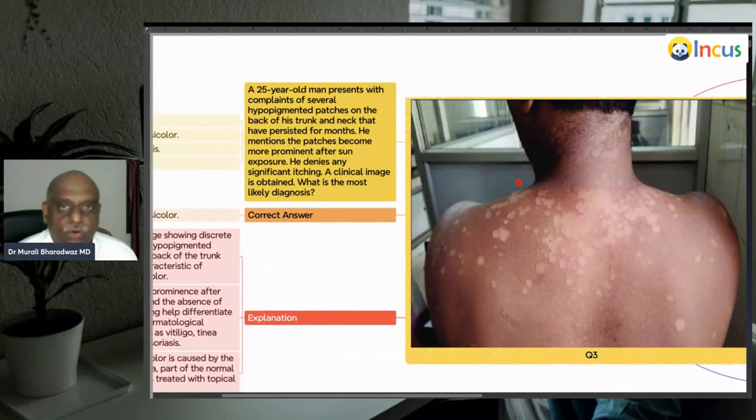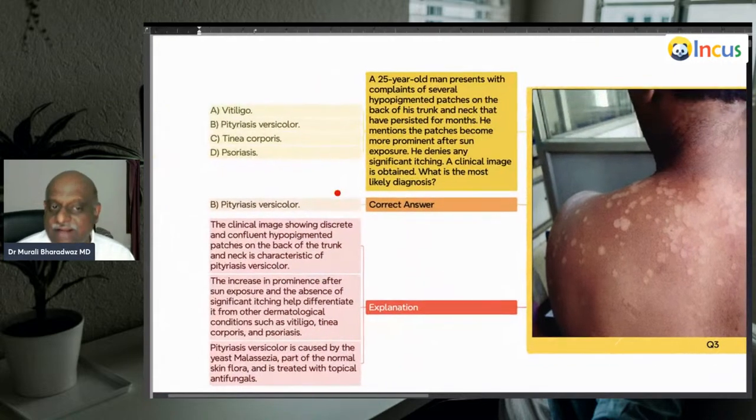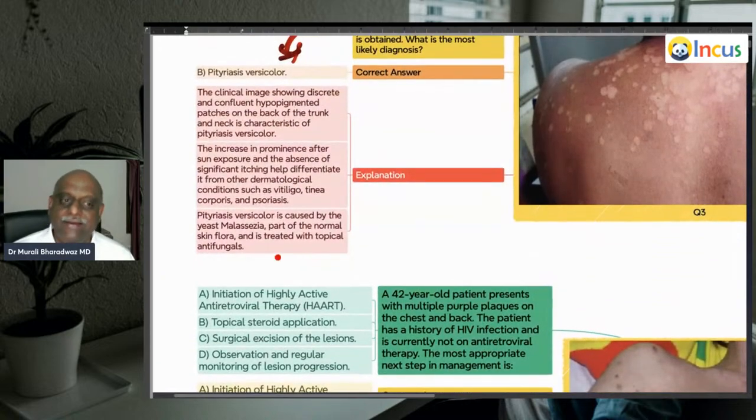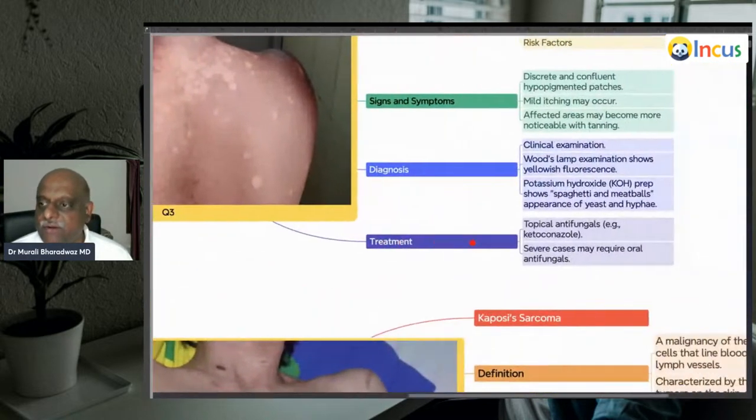A 25-year-old man presents with complaints of severe hypopigmented patches on his trunk. They are more prominent after the sun exposure. He denies any significant itching. Classical of pityriasis versicolor, which is caused by Malassezia furfur, is what you need to remember.